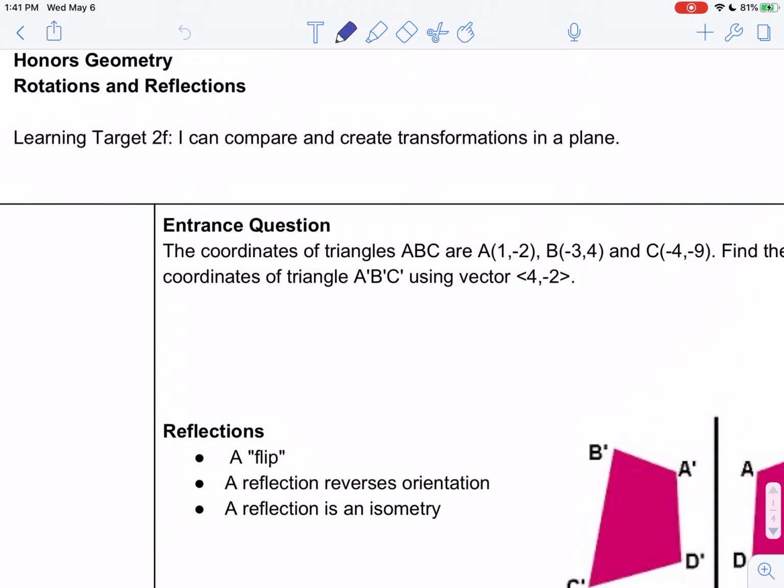Honors Geometry students, welcome back. Today we are going to talk about how to perform rotations and reflections. And again, we're hanging out with Learning Target 2F, where we are comparing and creating transformations in a plane. Our essential question is, how can I perform rotations and reflections?